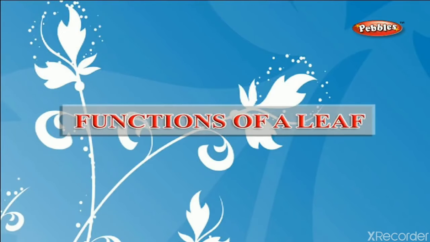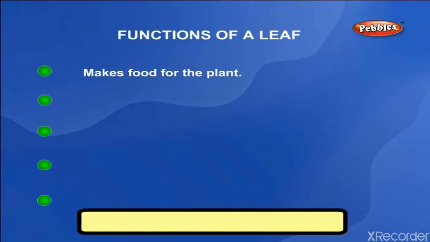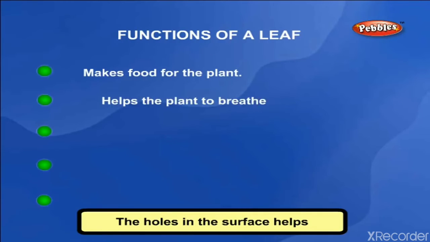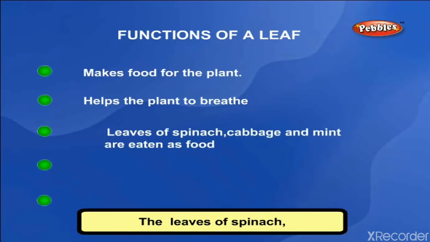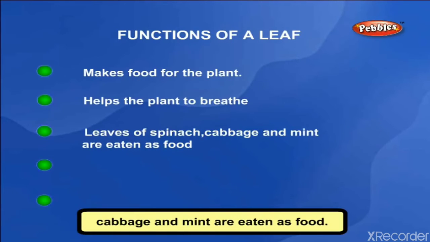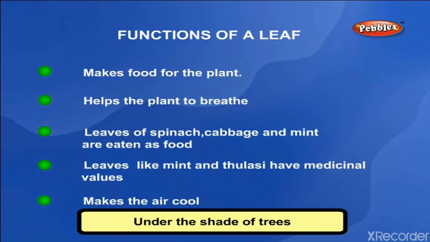Functions of a leaf. It makes food for the plant. The holes in the surface help the plant to breathe. The leaves of spinach, cabbage, and mint are eaten as food. Some leaves like mint and tulsi have medicinal values. Under the shade of trees, the air is cool.